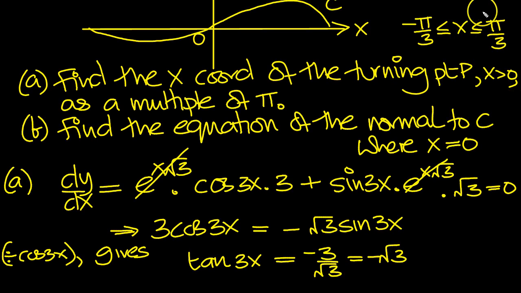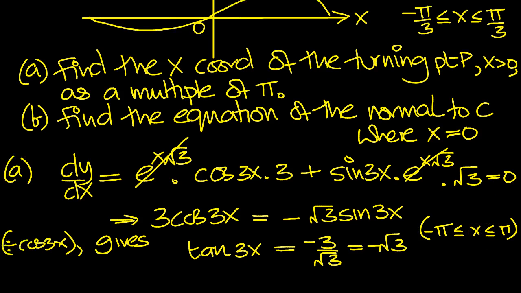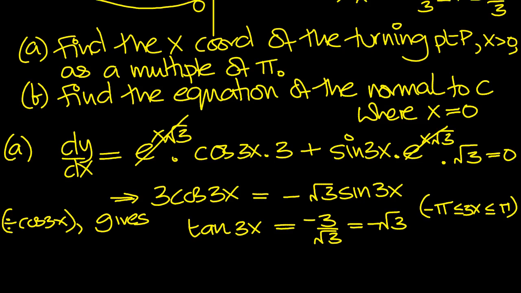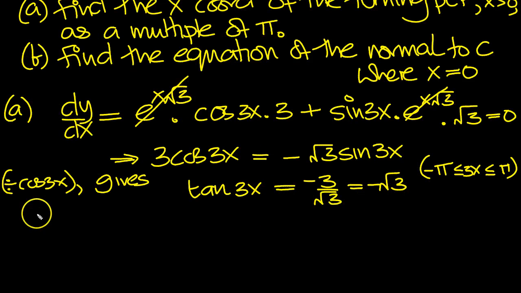So now we're told the interval of x is between here. So for 3x then it's going to be triple this, so minus pi is less than or equal to 3x is less than or equal to pi. And to be honest, we were actually looking for the value when x is greater than 0, so the positive side here is all we're interested in. This is 3x, isn't it? Okay, good. So tan 3x, let's draw a circle then.